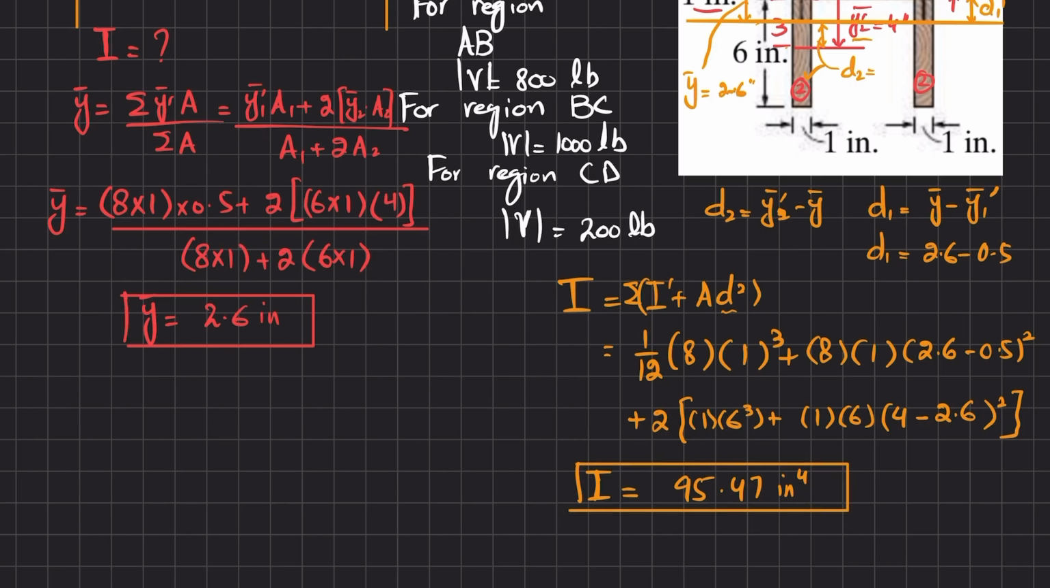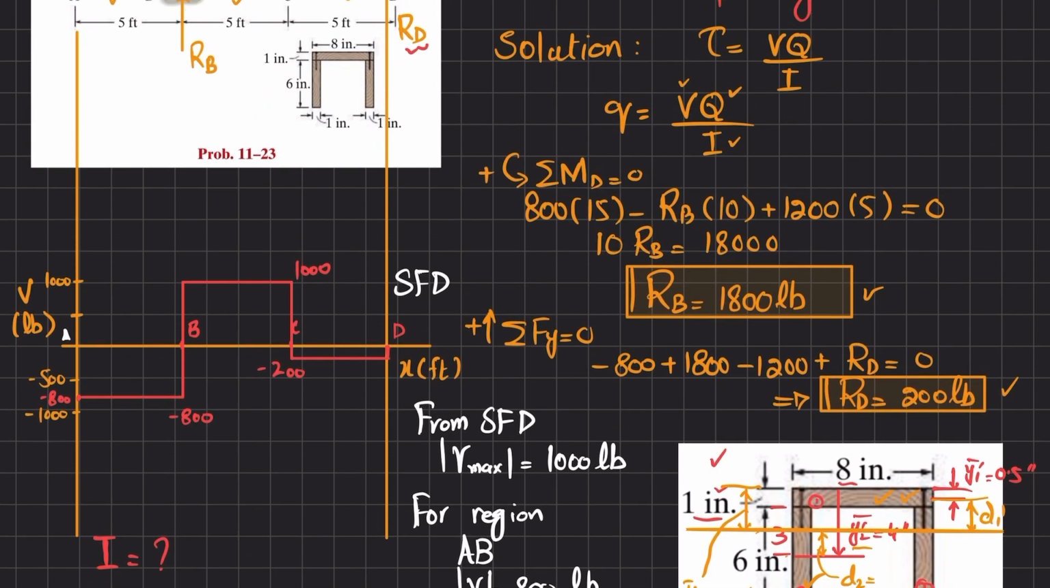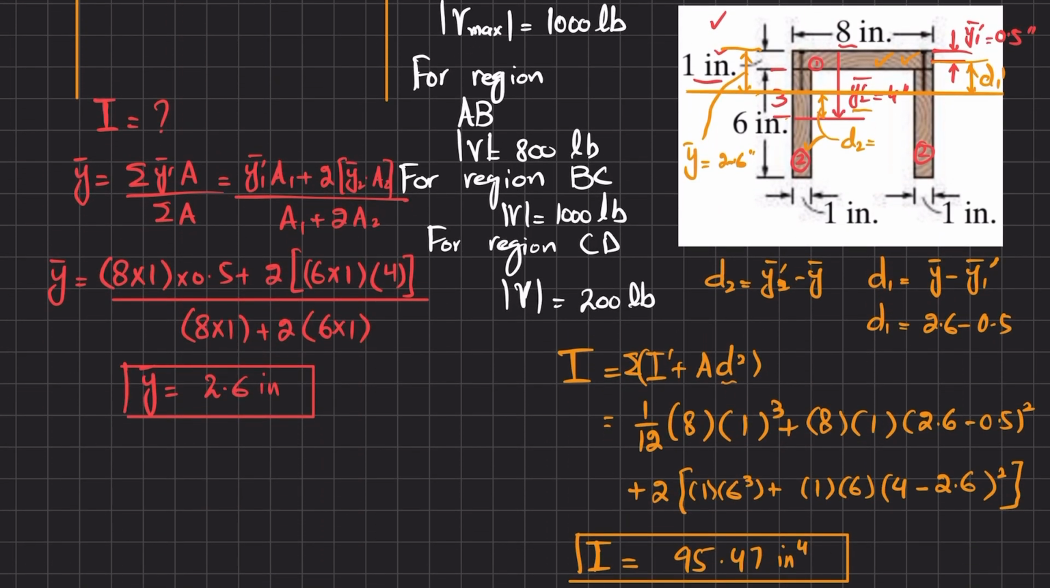Okay, so we have V, we have I, we have V. For different regions we will find Q. So what will be the value of Q? As we are interested to find out the shear force in between the nail, we will take this area.